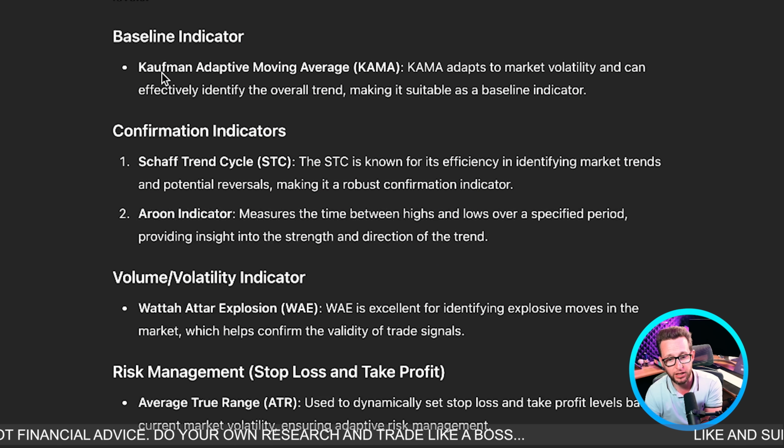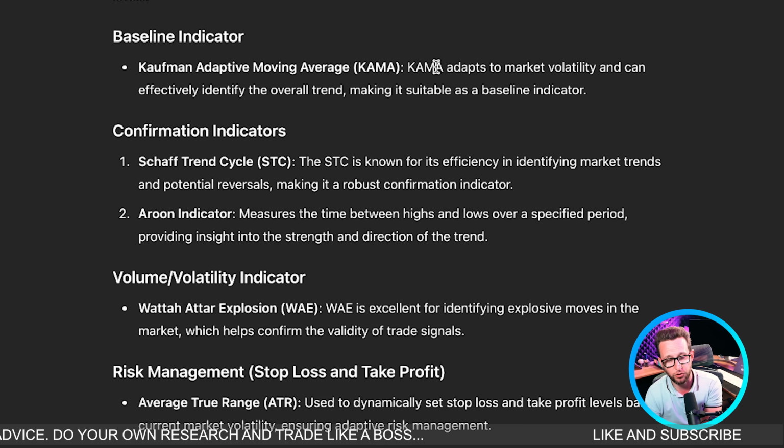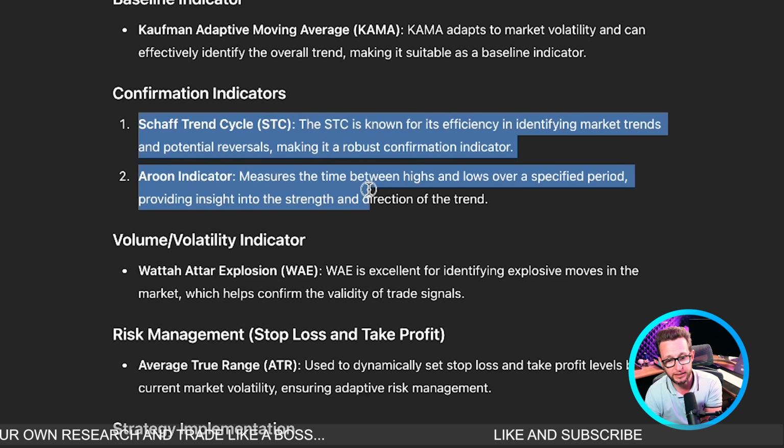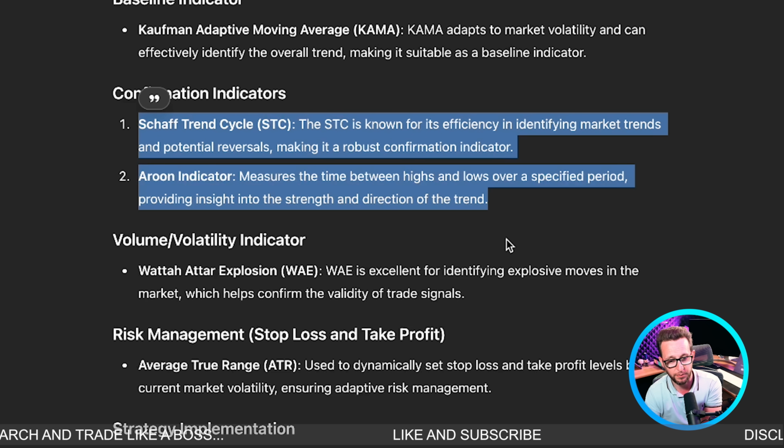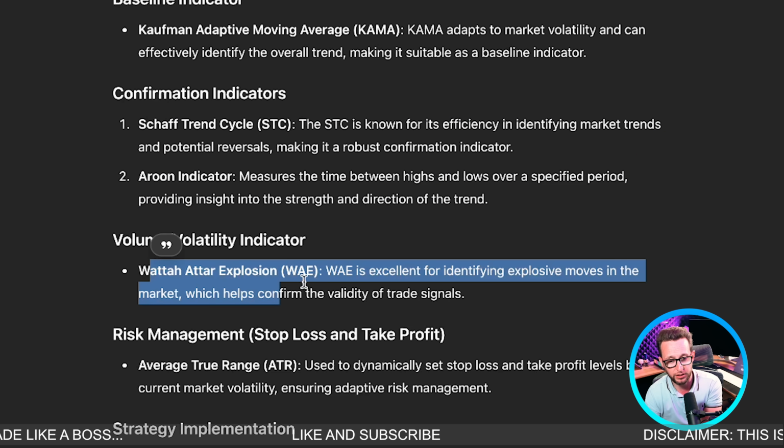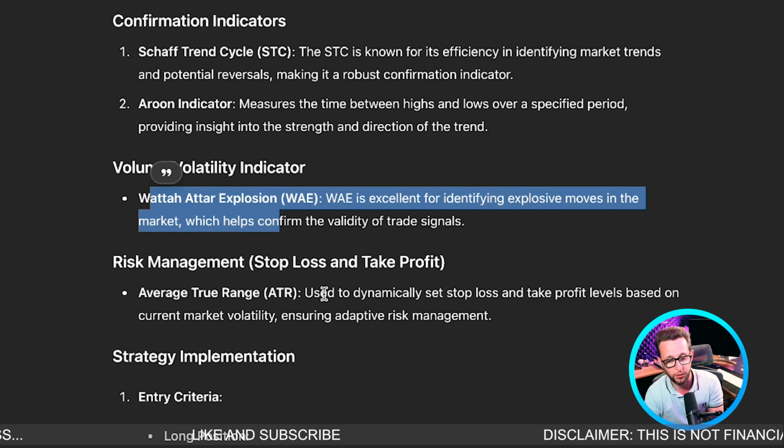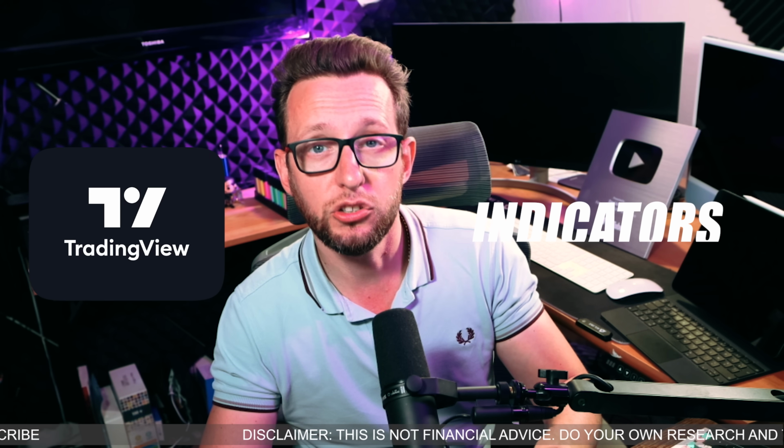So we're going to be using the Kaufman Adaptive Moving Average for our baseline, these two indicators here for our trend confirmation, a volume indicator or a volatility indicator, and ATR for stops and take profits. So that sounds like a plan to me. Let's get over to the charts and see what those indicators look like on TradingView.